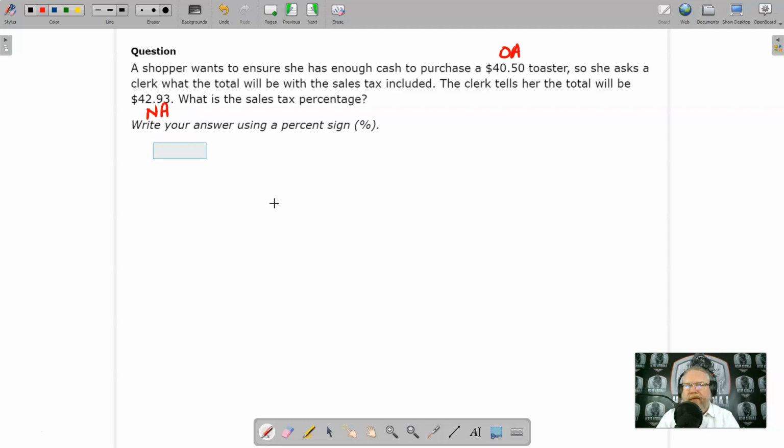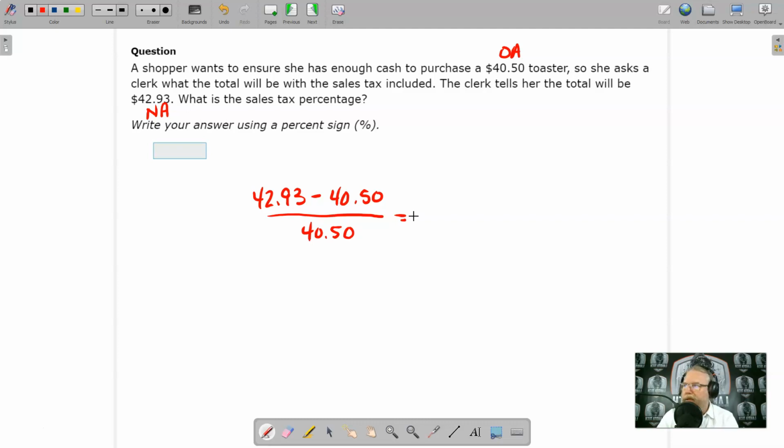So we need to have a positive numerator. So we're going to have to do 42.93. Subtract from that the lesser amount of $40.50. And our original amount is our denominator, so 40.50. Let's go ahead and find the difference of $42.93 and $40.50.